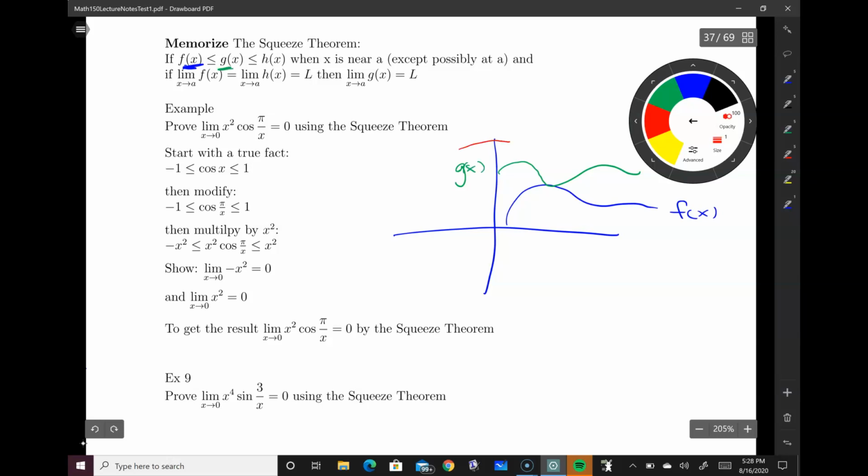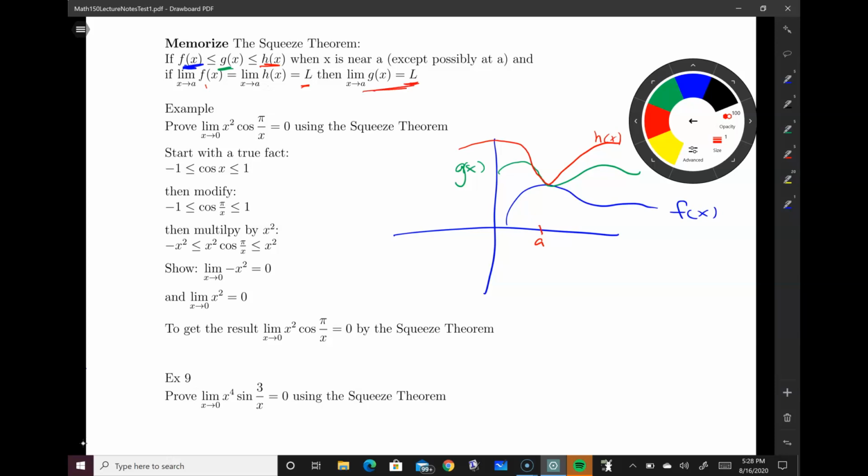And I've got an h of x function. There's my h of x. Okay, and this is all happening near the point a. So if I've got these 3 stacked, where this one's lower than this one and this one's the highest one, and near a, except possibly at a, and if I take the limit as x goes towards a of the f and the h, the one on the very top, that's what the h is, and the one on the very bottom, and they both have a limit of L, then the one squeezed in between must have a limit of L as well.